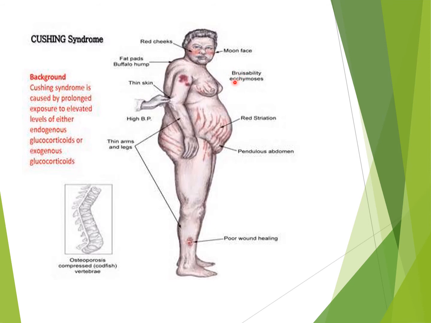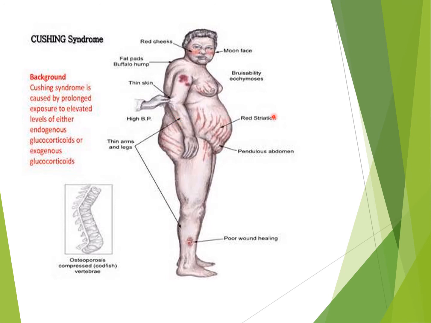ecchymosis also, then thin skin, high blood pressure, we discussed it, due to the increasing of the water salt retention and increasing of blood pressure. Then thin arms and legs, pay attention. So remember that the fat is accumulated in the upper face, neck, upper shoulders, but arms and legs are thin.